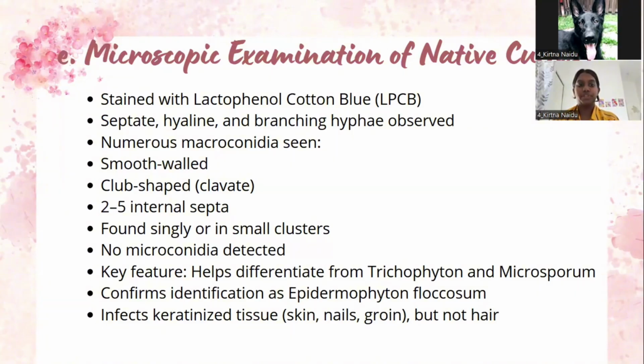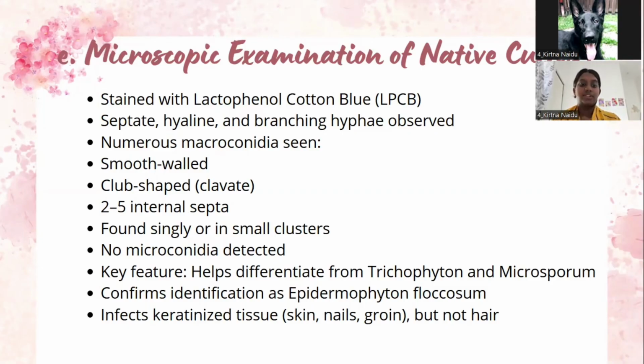Okay, now I will move on to the microscopic examination of the native culture, also known as the tape prep. The microscopy of the natural preparation stained with lactophenol cotton blue revealed the presence of septate, hyaline, and branching hyphae, which are characteristic of dermatophyte fungi. Numerous macroconidia were seen, which were smooth-walled and distinctly club-shaped with 2 to 5 internal septa. The macroconidia were typically present singly or in small clusters. No microconidia were observed in the preparation.